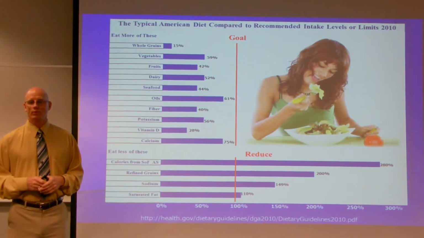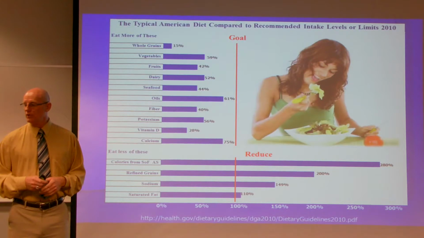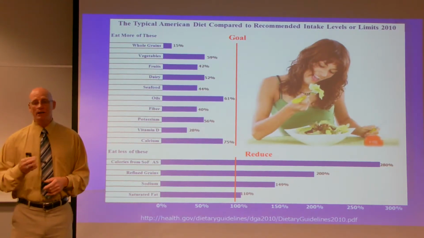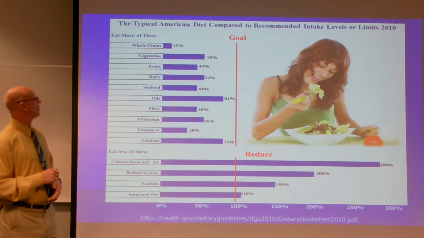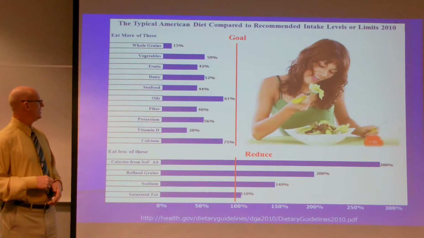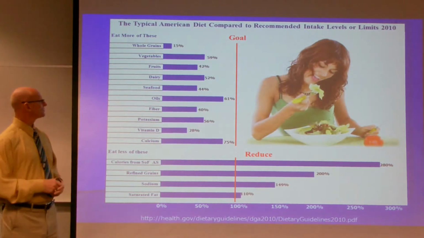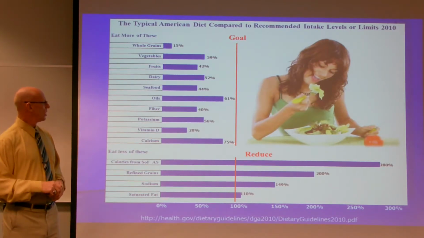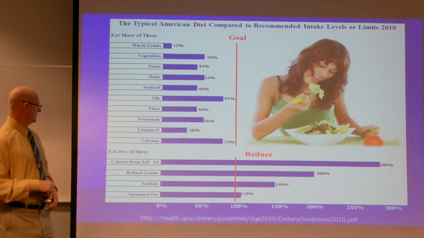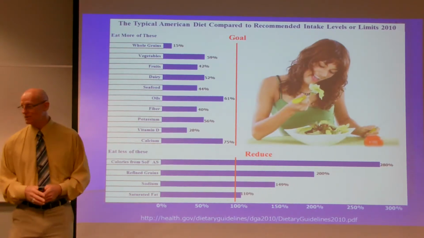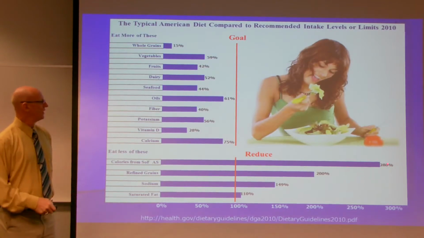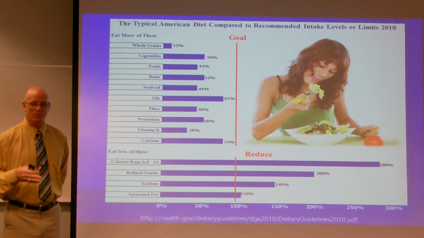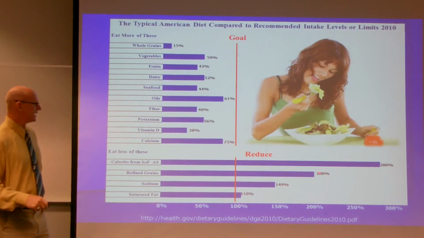Okay, this is a graph representation of the typical American diet compared to the recommended intake levels in 2010. Basically, it's showing that we are not meeting our goals. Eat more whole grains, vegetables, fruits, dairy, seafood, oils, fiber, potassium, vitamin D, and calcium, because we are under par for our goal. Now, what we do consume too much of is calories from solid fats, added sugars, refined grains, sodium, and saturated fats. This shows that we're almost at 300% for solid fats and added sugars, which is a big problem in the typical American diet. Again, refined grains also.